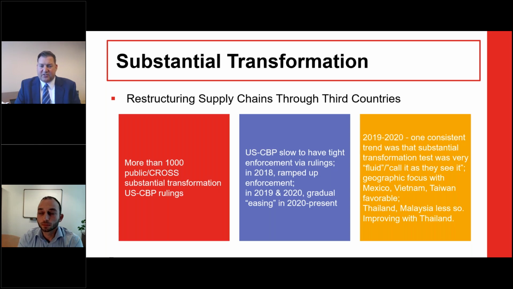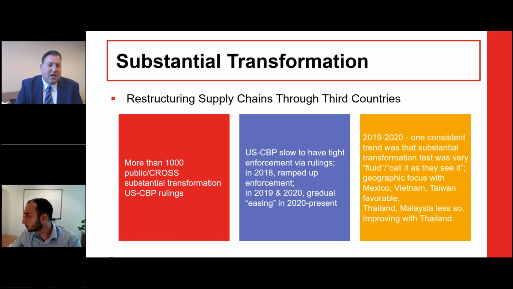So very fluid, in terms of, as a compliance professional, I was like, well, how do I use guidance from that for another product? But we did see some trend lines, and if products were coming from Mexico, Vietnam, Taiwan, they tended to have a more favorable ruling. Thailand, Malaysia, as I mentioned in particular, were less so.